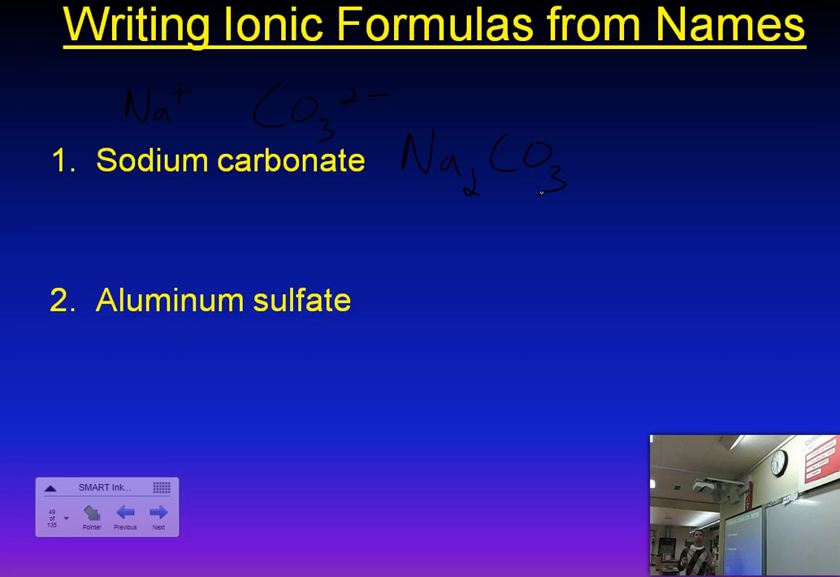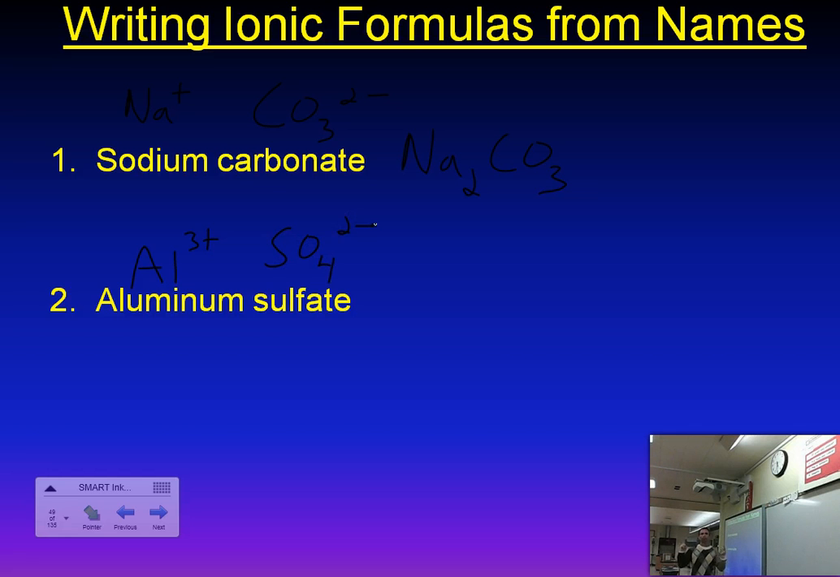Aluminum is a group 3 metal, so it has 3 valence electrons, it's on the left side of the line, it's a loser, so it will form 3+ for its ion. Let's write that out, Al3+. Sulfate, I should say, oh, it ends in ate. That means it's one of the polyatomic ions. Of course, if you look it up, it's SO4 2-.